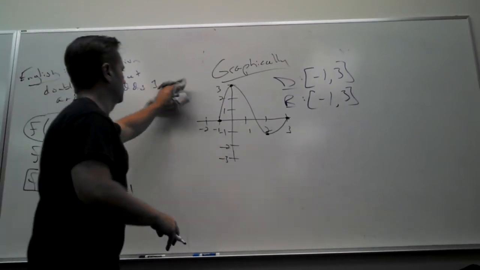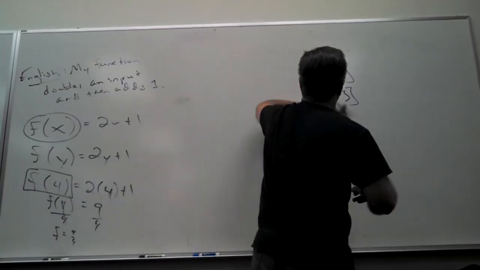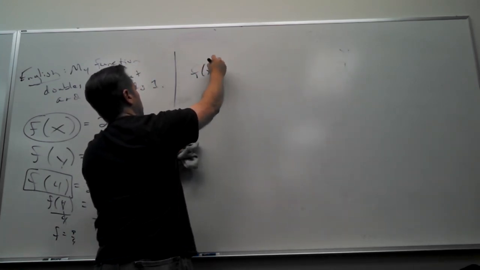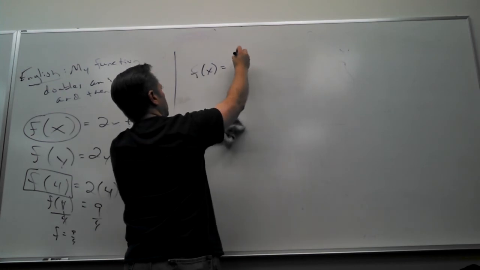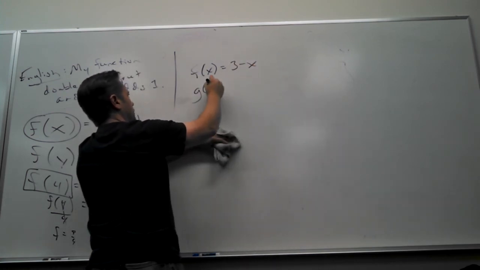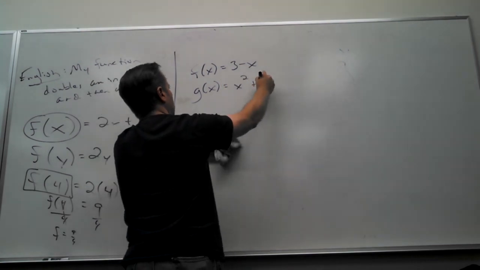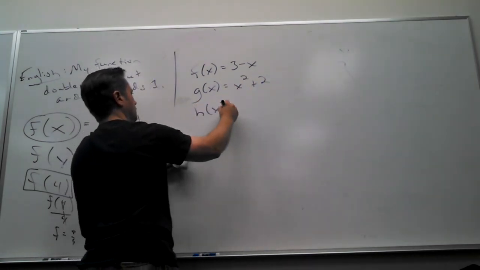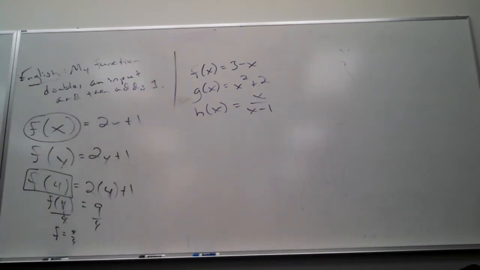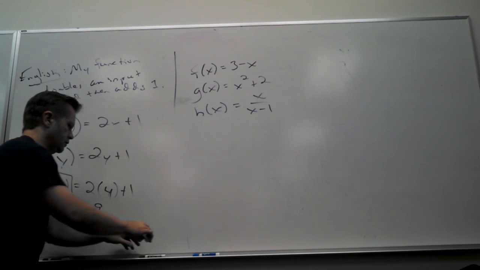So let's do this. Last little thing before I give you this group worksheet here. If I said f of x, let's do a different f of x, right? F of x is 3 minus x. G of x is x squared plus 2. And h of x is x over x minus 1. So now I can have several functions, and when I ask you this question, it's really weird to me.